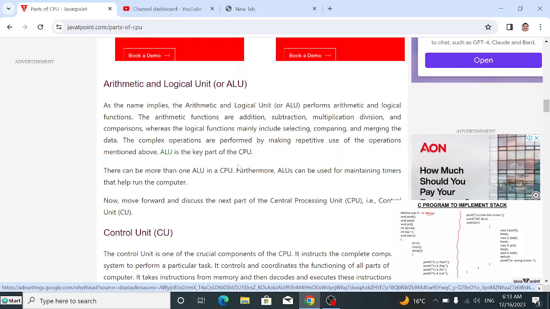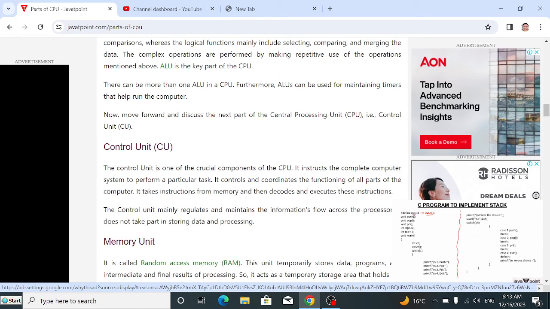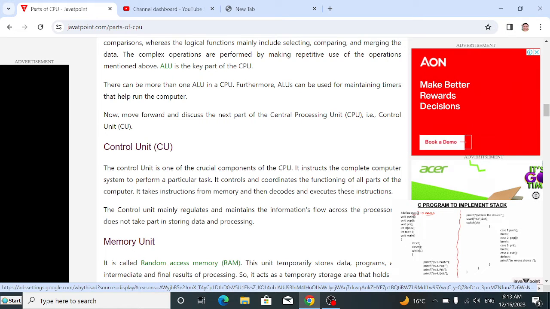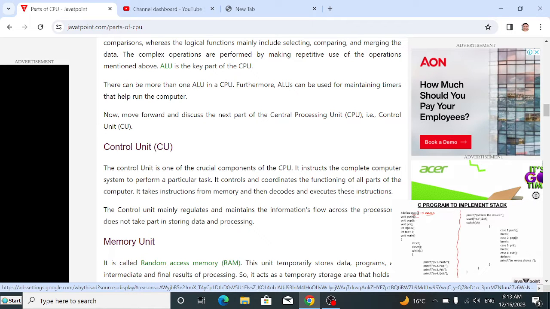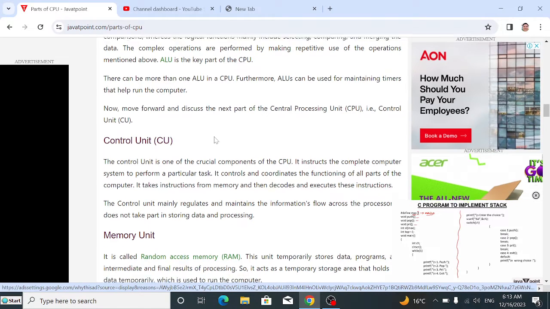ALU is the key part of the CPU. There can be more than one ALU in a CPU. Further, ALUs can be used for maintaining timers that help run the computer.